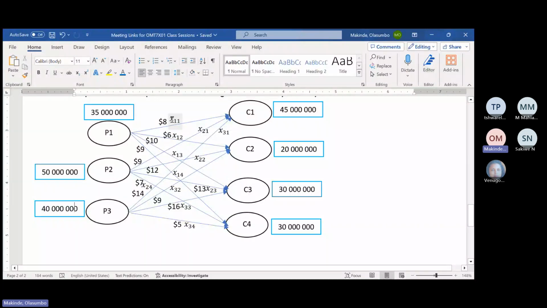So it's 8 times x11 for P1 to C1. Then from P1 to C2, the total cost is 6 times x12. Then for P1 to C3, the total cost of shipping is $10 times x13. So you are going to sum all those costs together. That objective function, which is the mathematical expression of the cost, is 8 times x11 plus 6 times x12 plus 10 times x13 plus 9 times x14. That is for P1.